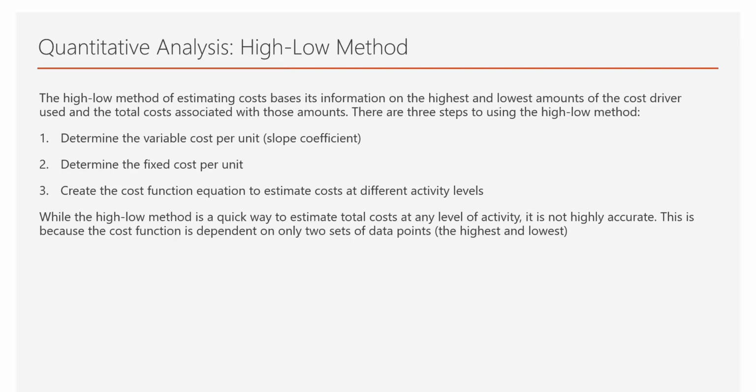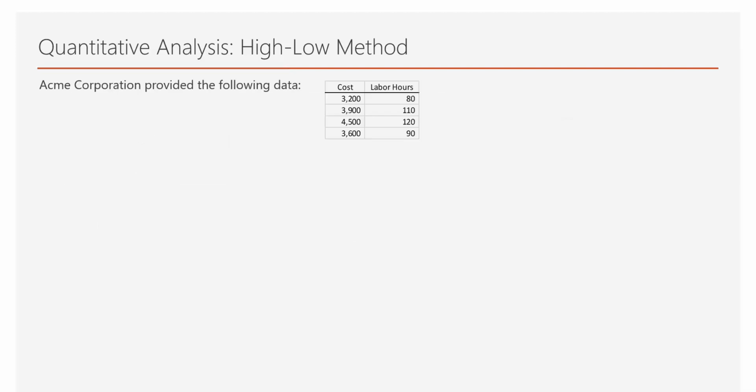Now, I stated earlier, while the high-low method is a quick way to estimate total costs at any level of activity, it's not highly accurate. Why? Because we're only focused on the highest level of activity in a given data set and the lowest level of activity in the data set, and then their corresponding total overhead costs. So let's take a look at an example with Acme Corporation. They provided the following data, a cost table and the associated cost driver, which they believe is labor hours.